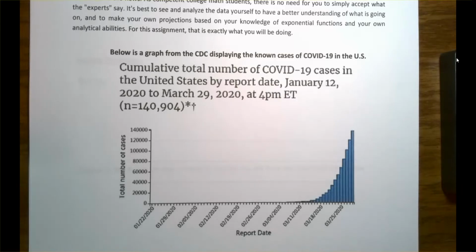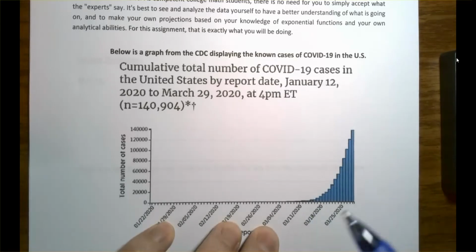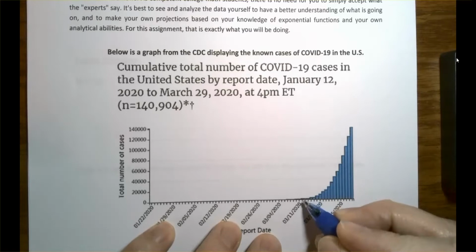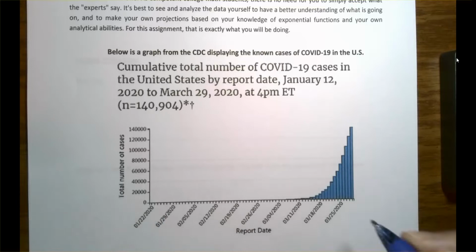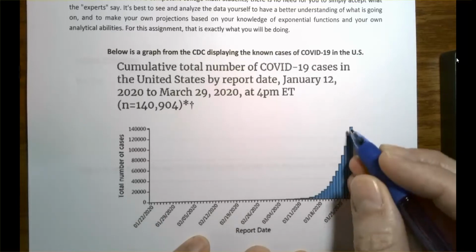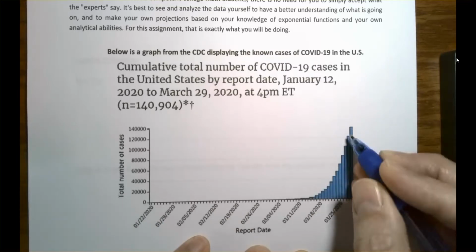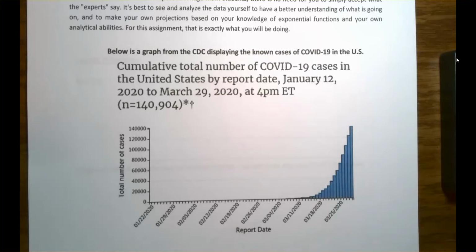And so that's the date we'll emphasize as time 0. It's actually going to be March 12th I'm going to use as time 0. That would be exactly 50 days after the initial case was identified. And then from that point you can see it does appear to be growing exponentially along this curve.